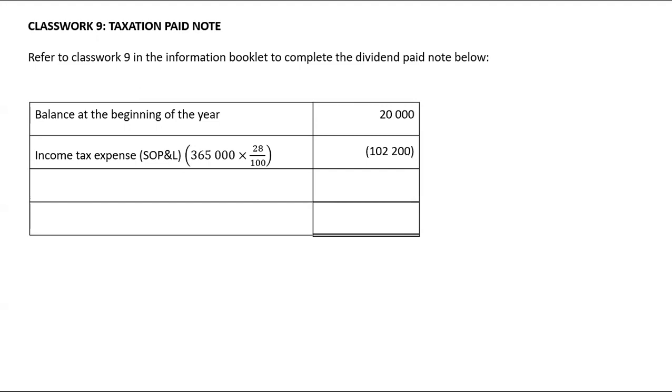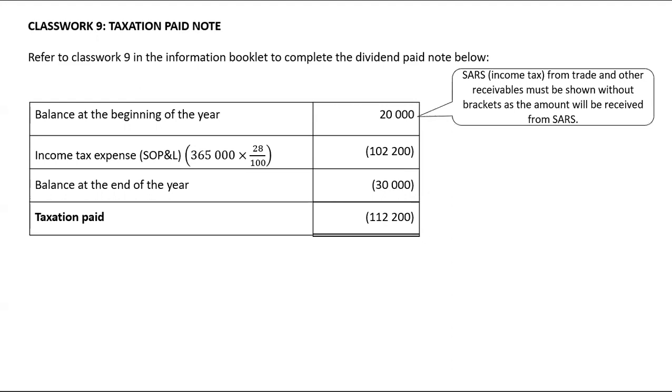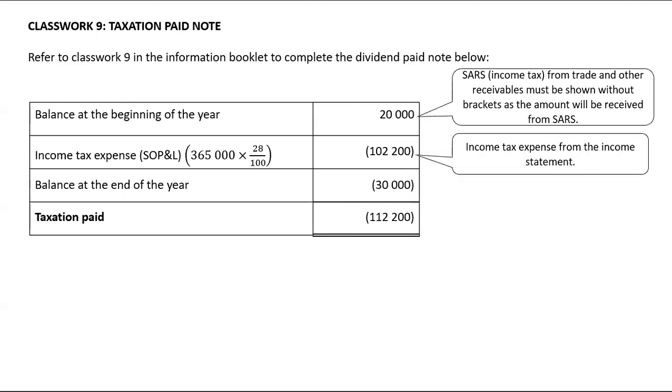And then when we have SARS income tax in trade and other receivables at the end of the current year, it means that we overpaid, and that overpayment will be shown as an outflow in your taxation paid note, which is 30,000. In this case, your tax paid will simply be 112,200.